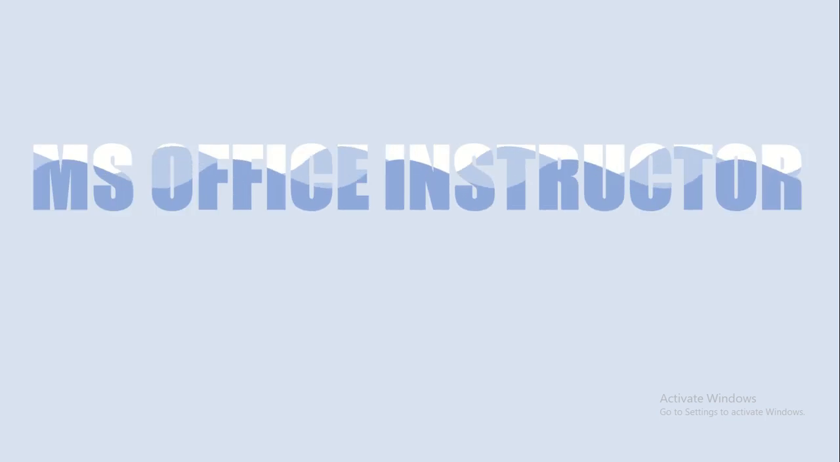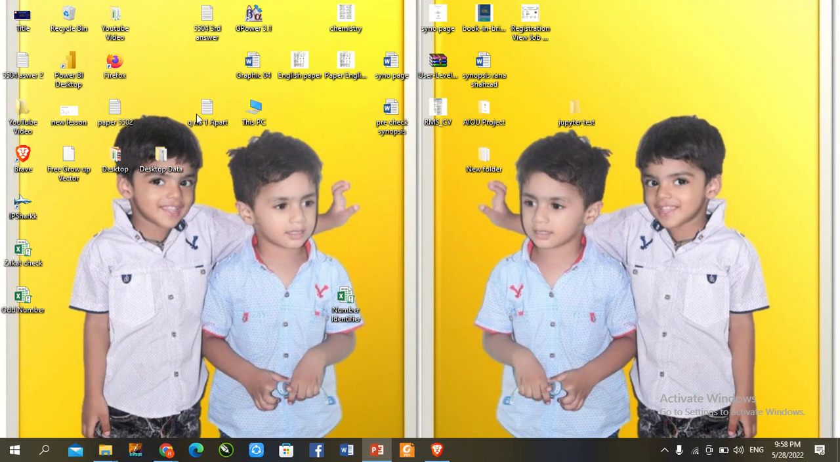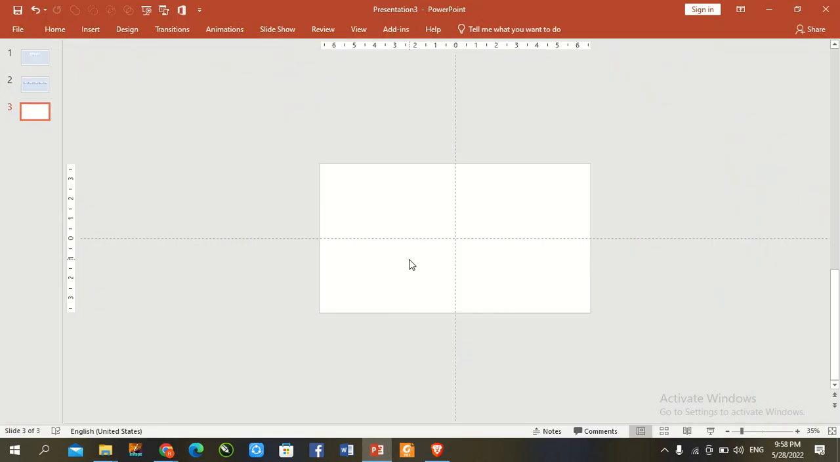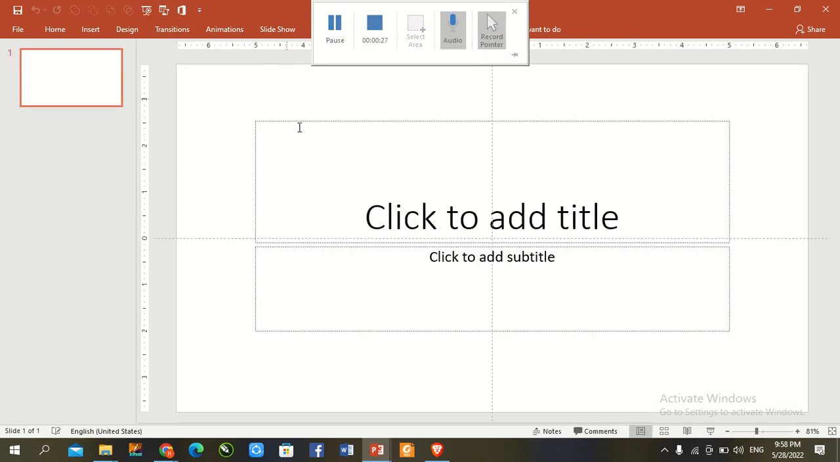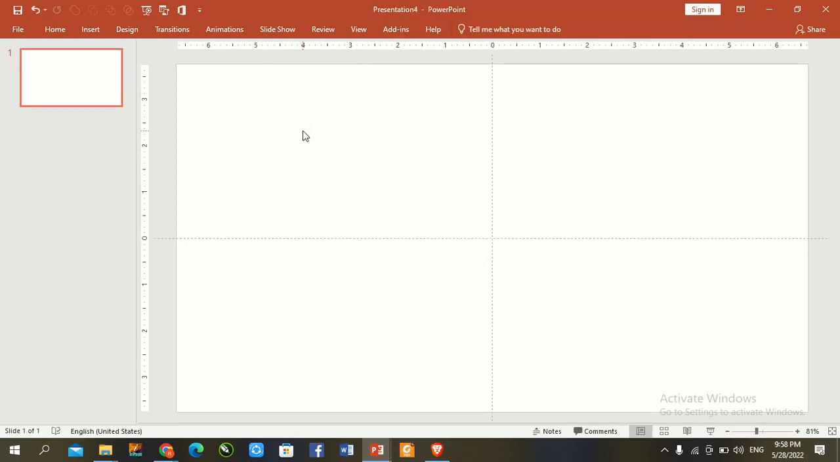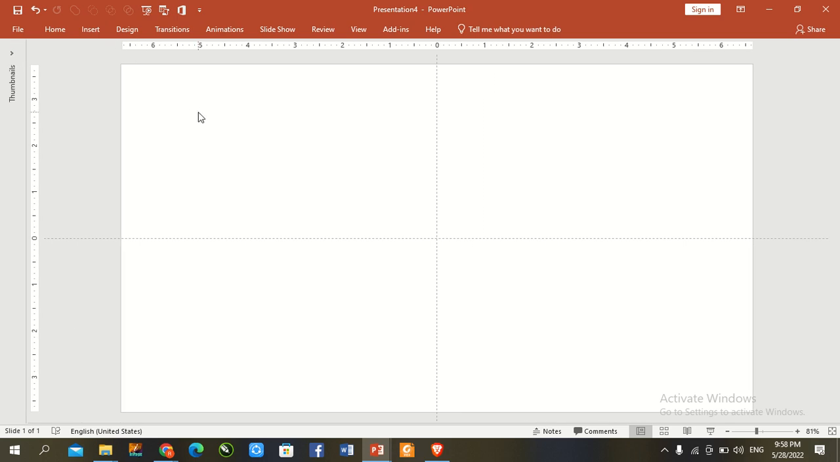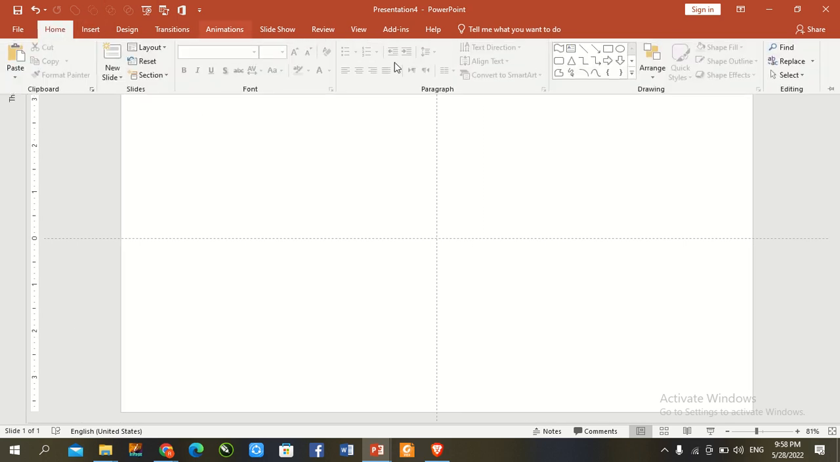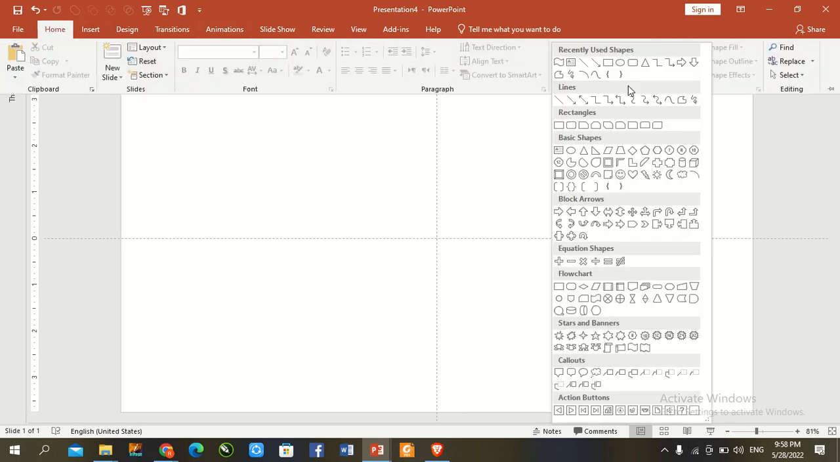Let's start today's lesson. First of all, we open a PowerPoint file with Ctrl+N and a new slide opens. Ctrl+A, remove everything. You then go to the Home tab and insert a waves shape.